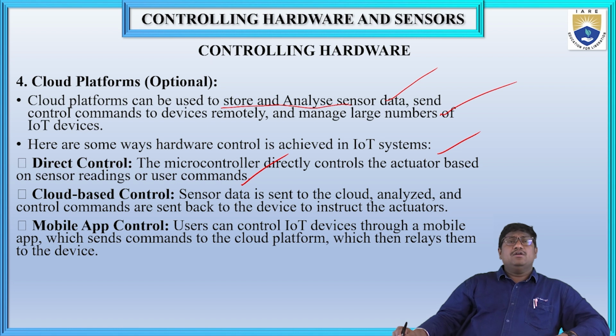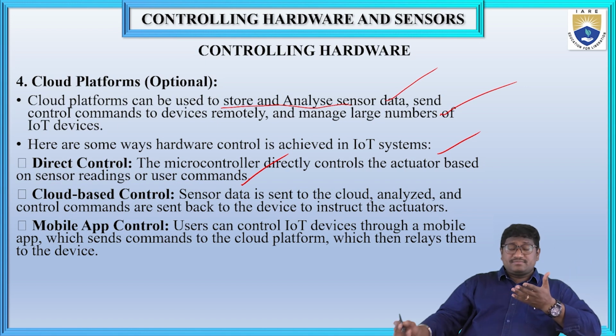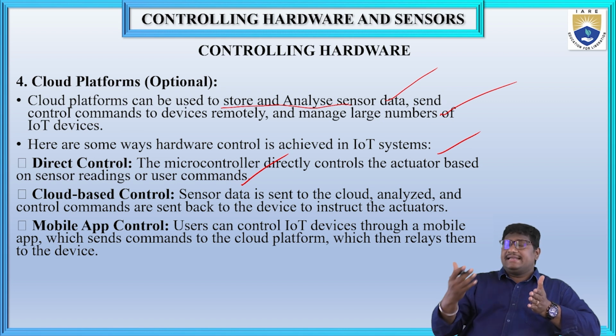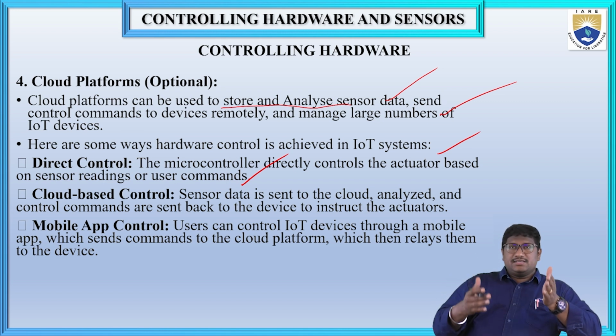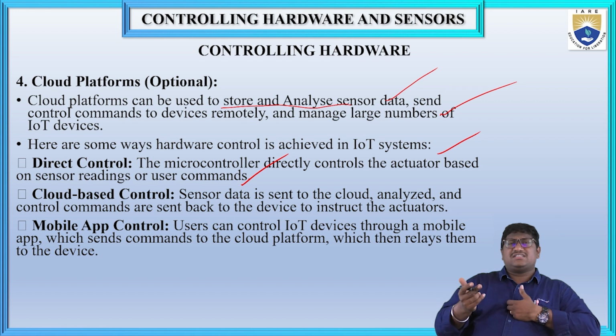Coming to the next one, which is cloud-based control. In this cloud-based control, sensor data will be sent into the cloud, which is analyzed by the control commands. How is it going to be analyzed? Sensors are the things which send data to the cloud, and after receiving that data, it should be analyzed. Then only we can take some decisions, right? That is what cloud-based control is going to do: decide what has to be instructed to the actuator. The entire thing can be done in a fraction of a second.